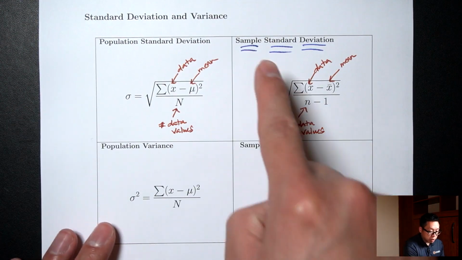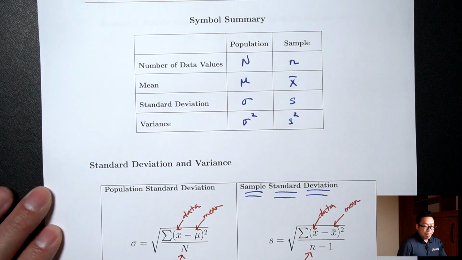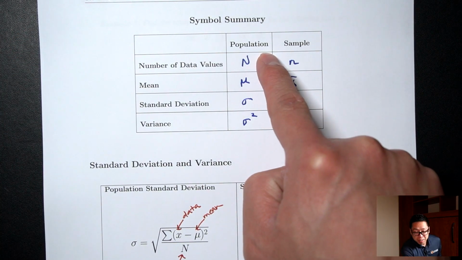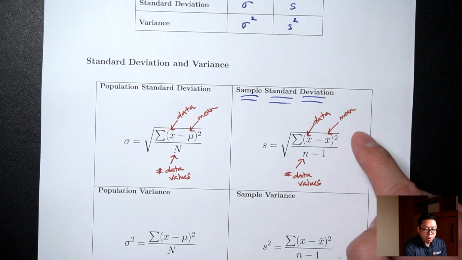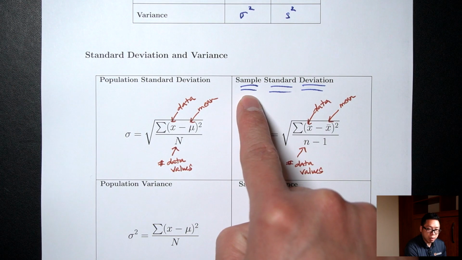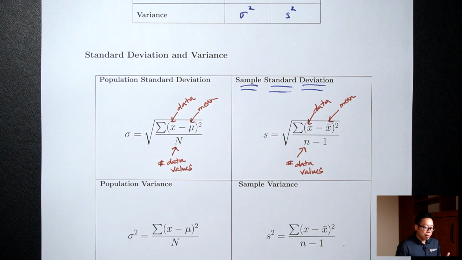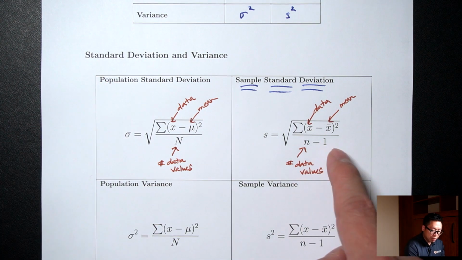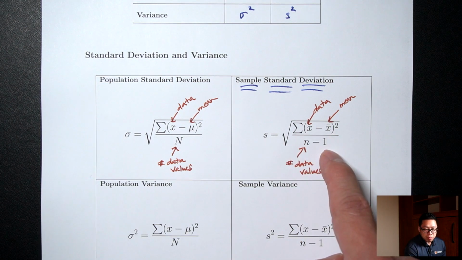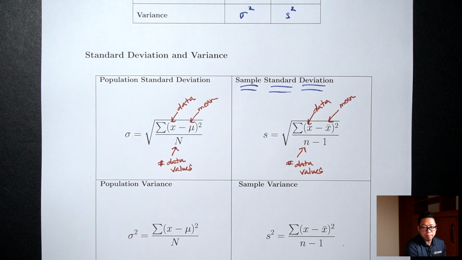For this class, we're just going to focus on the sample standard deviation because in reality, we can't get data from everybody. So we're most of the time only working with a sample, which is why, for this class, we'll just work with the sample standard deviation. Now, if you happen to be able to get data from everybody, then you would use this formula. And the only difference, once again, is instead of dividing by n minus 1, you just divide by the full number of data values.